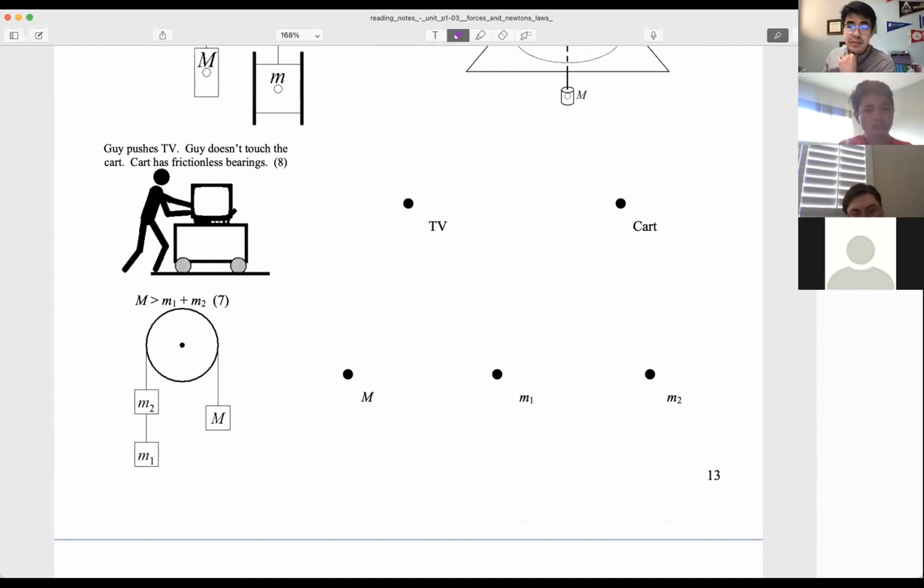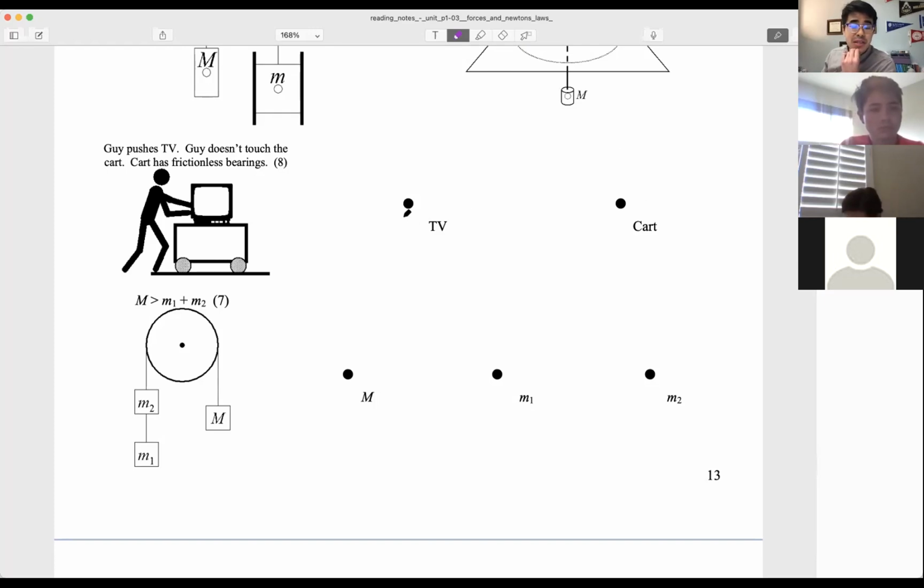Let's do this one with the TV guy. TV guy pushes TV. Guy doesn't touch the cart. The cart has frictionless bearings, meaning the wheels on the bottom have no friction. So what do you think the free body diagram would be for the TV? And what do you think the free body diagram would be for the cart?